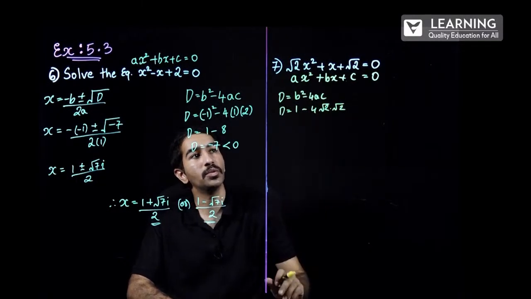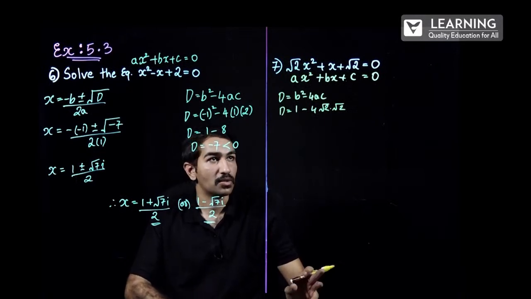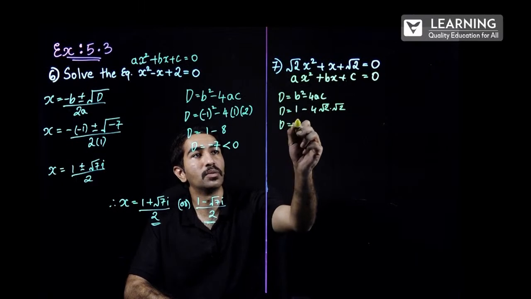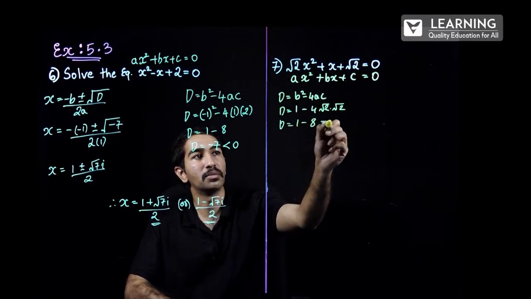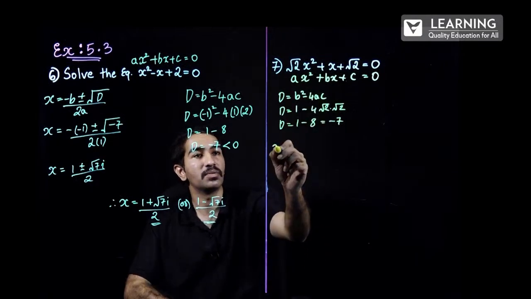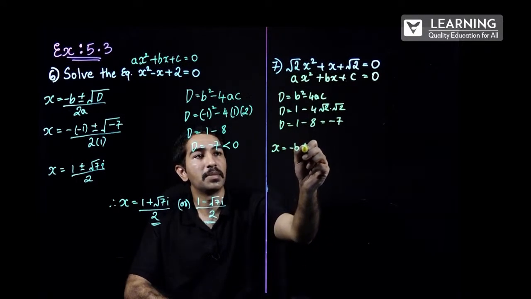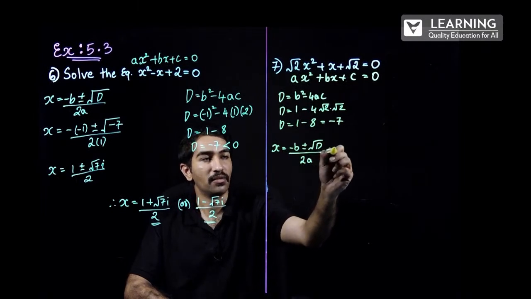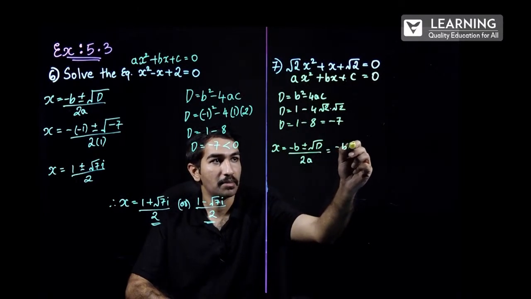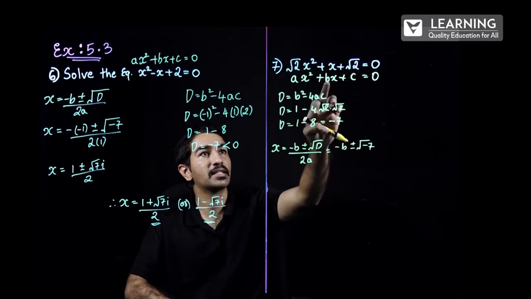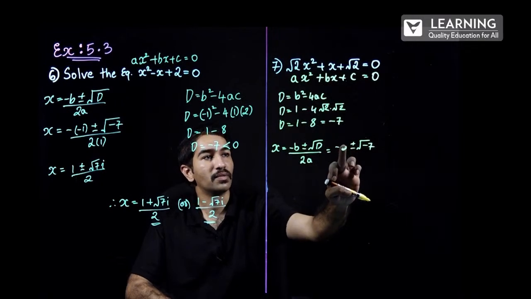So root 2 into root 2 is root 2 the whole squared. So the square and root will get cancelled, 4 twos are 8. So D will be equal to 1 minus 8, which is equal to minus 7. Okay, and we have to find out the roots here. So x will be equal to minus b plus or minus root of D, the whole divided by 2a, which is equal to minus b plus or minus root of minus 7. The b I have written here, actually it is how much? 1. So we'll erase this.